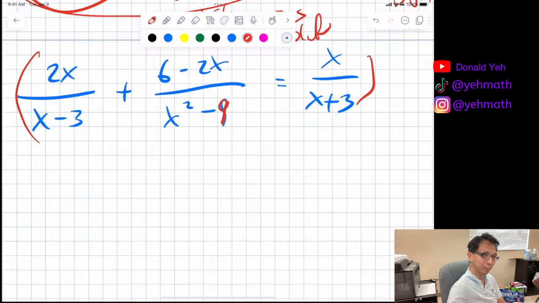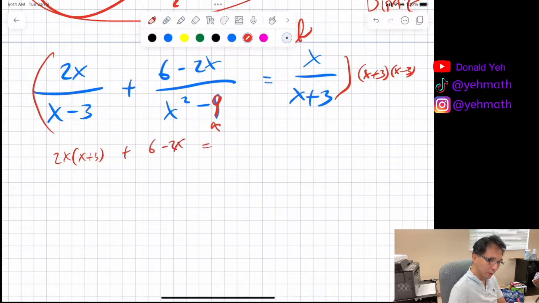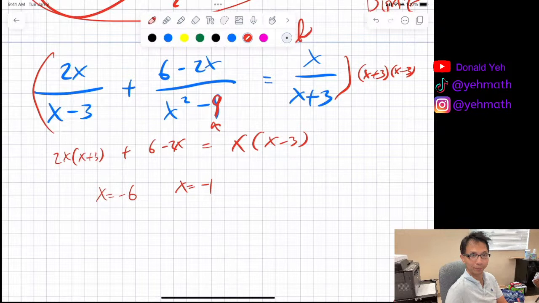Okay, multiply everything by what? x plus 3 and x minus 3. Why? Because this factor is x plus 3, x minus 3. And then that's going to give you 2x times x plus 3, because you can get rid of that. And then this is just exactly like this, and then this is going to be x minus 3. So your result should end up to be x equal to -6 and x equal to -1. According to here, it says x minus 6, x minus 1. This is a textbook.